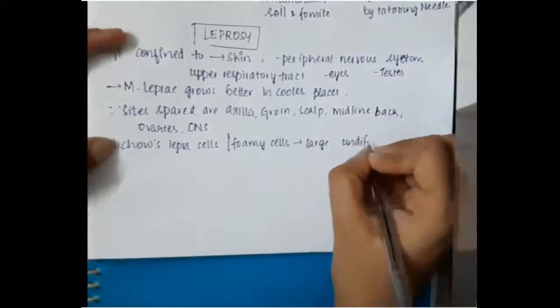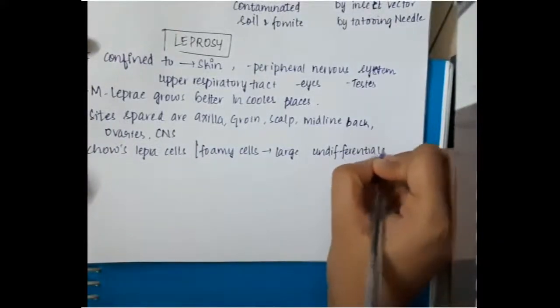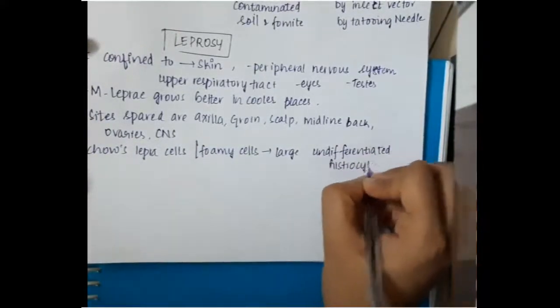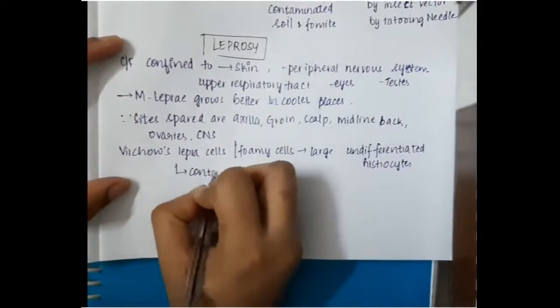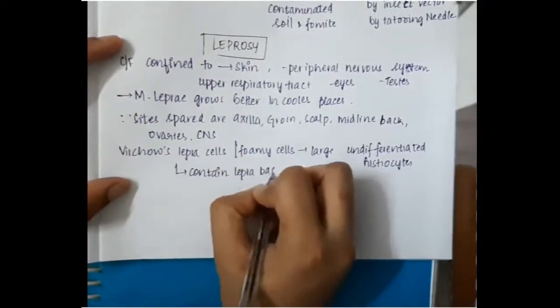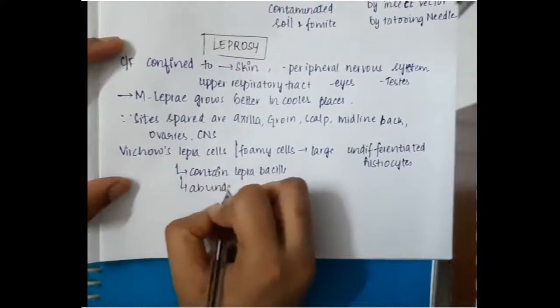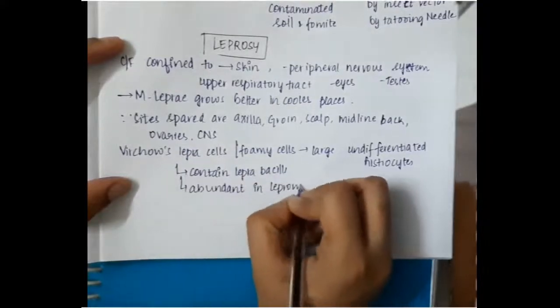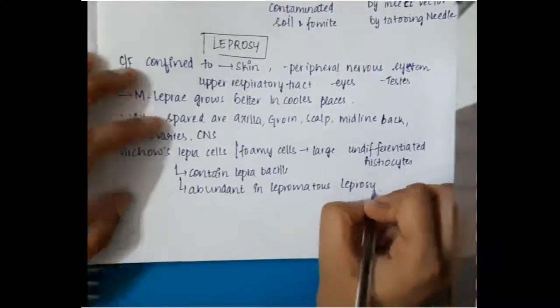Virchow lepra cells or foamy cells are large undifferentiated histiocytes. They contain lepra bacilli, and these lepra bacilli are abundant in lepromatous leprosy.